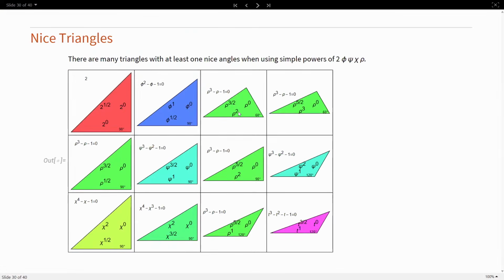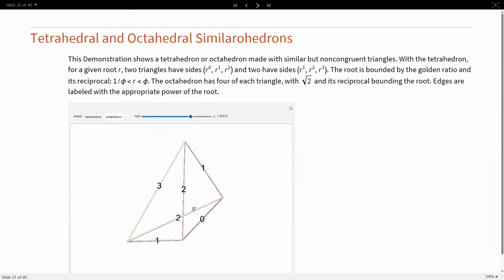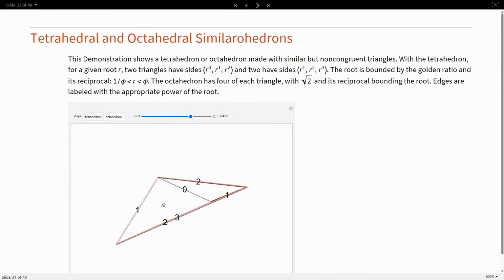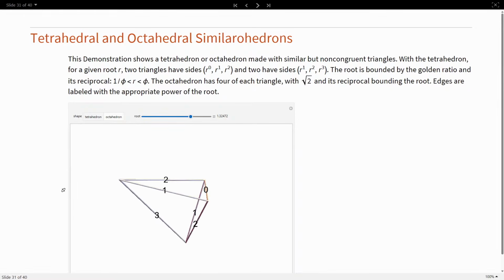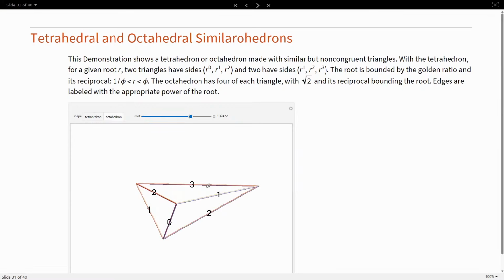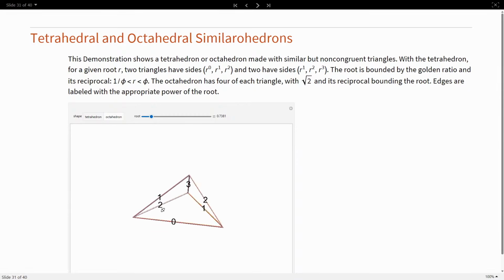I think that would be which triangle? Maybe this one. Minus 0.32. So with this tetrahedron, we have a whole bunch of right angles popping up, as seen here. But we can vary this length and get different tetrahedra. So basically, as I change the root, the way this object looks changes.